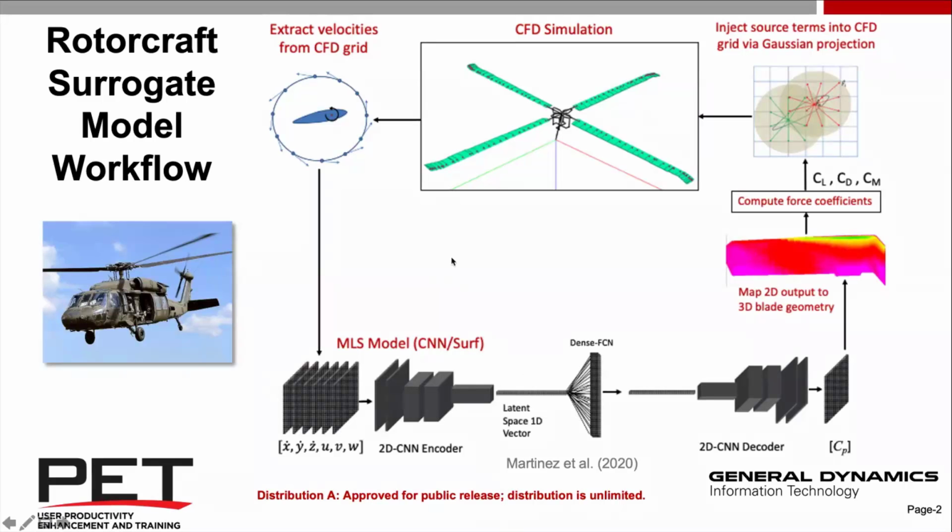The way it works is that velocities are interpolated from the CFD grid onto a set of sensors around the blade, and the extracted sensor velocities are fed into a neural network, which you can see here at the bottom, in order to predict the pressure, CP, which gets mapped from a 2D layer back to a 3D blade geometry. From the blade pressures, force coefficients may be computed, and then Gaussian projection is used to map these forces as source terms back into the Cartesian grid.